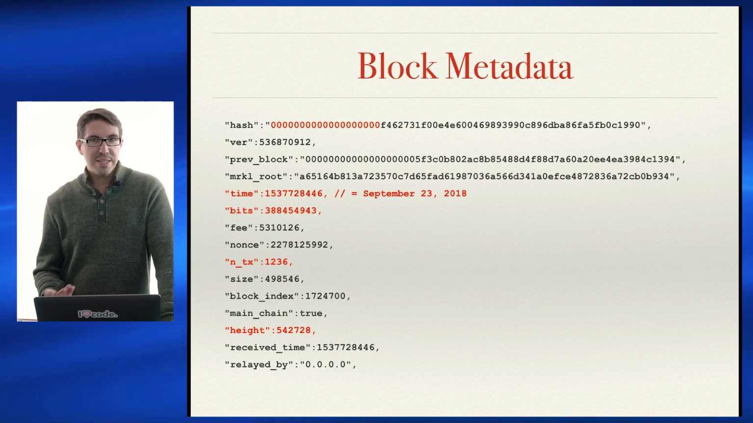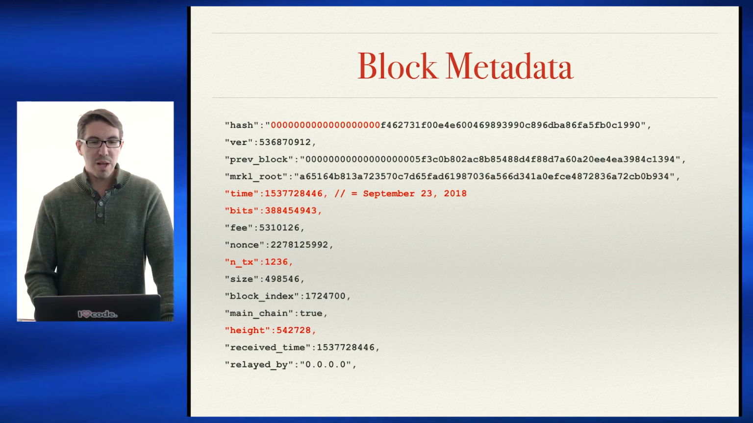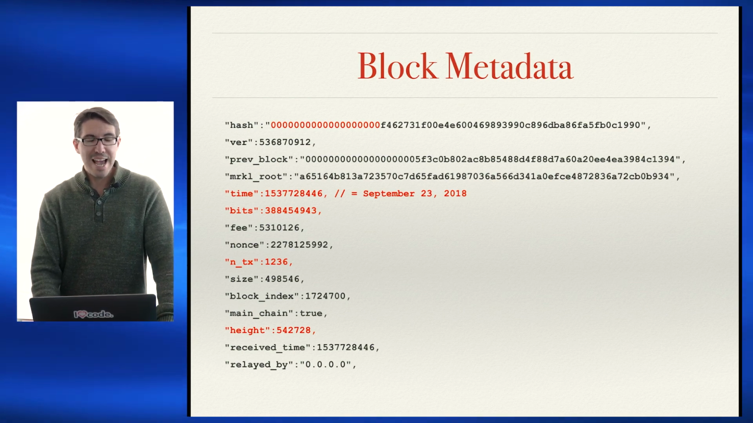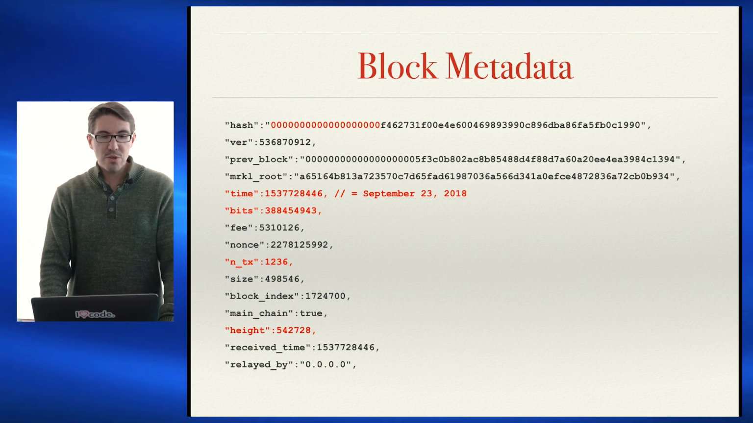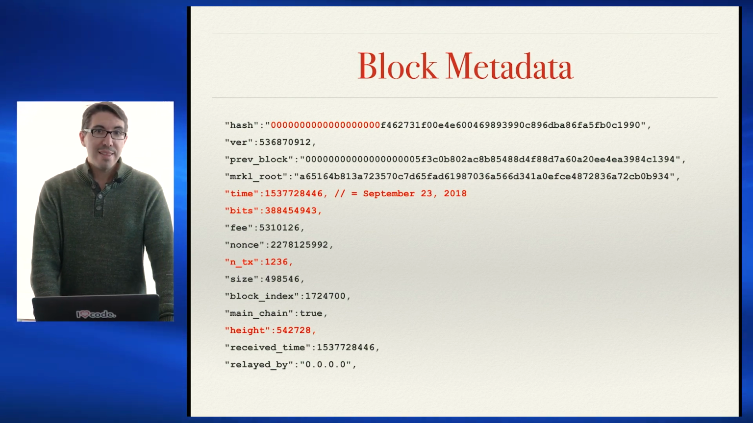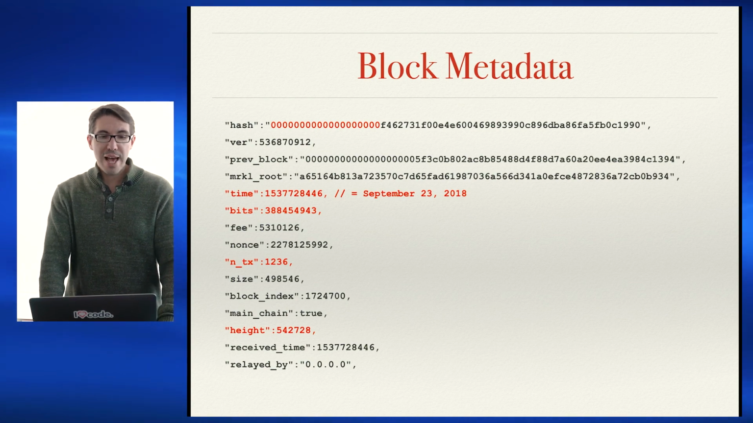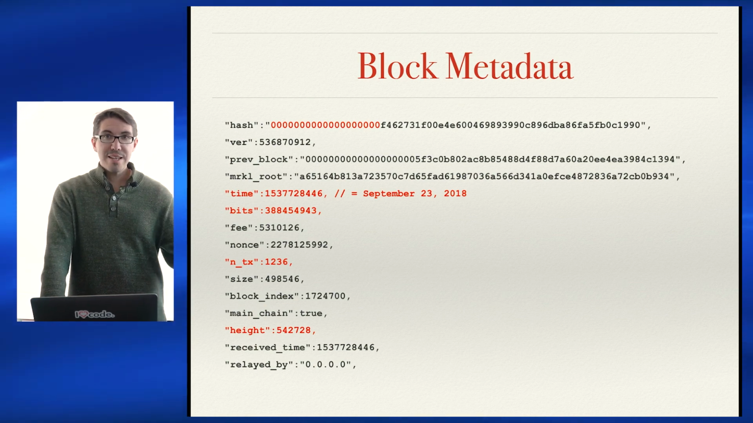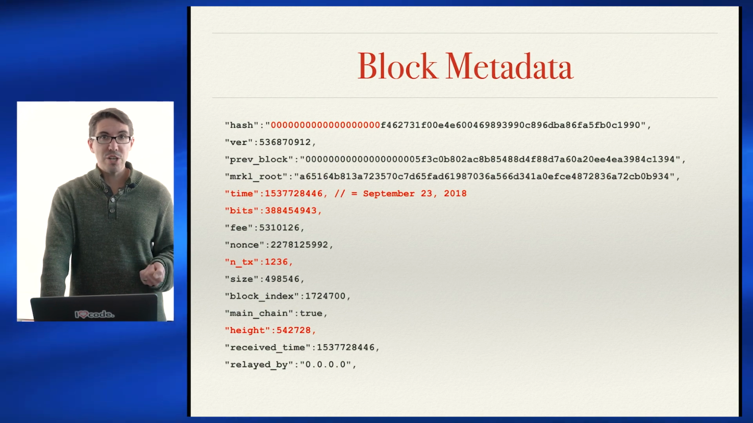The number of transactions that were included in this block is 1,236. That's the NTX key. And its height is 542,728. That is, it has been 542,728 blocks since the Genesis block. So let's take a step back, 542,728 blocks to that Genesis block generated by Satoshi Nakamoto.